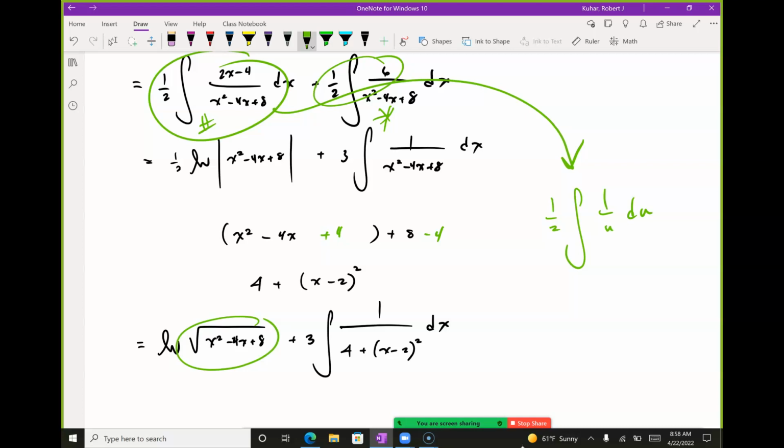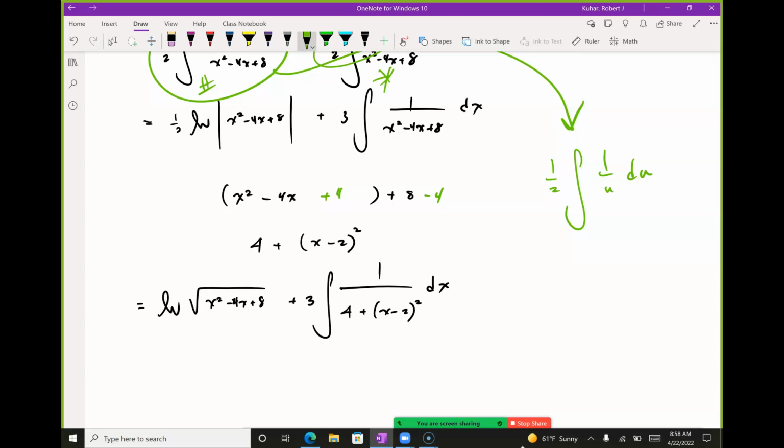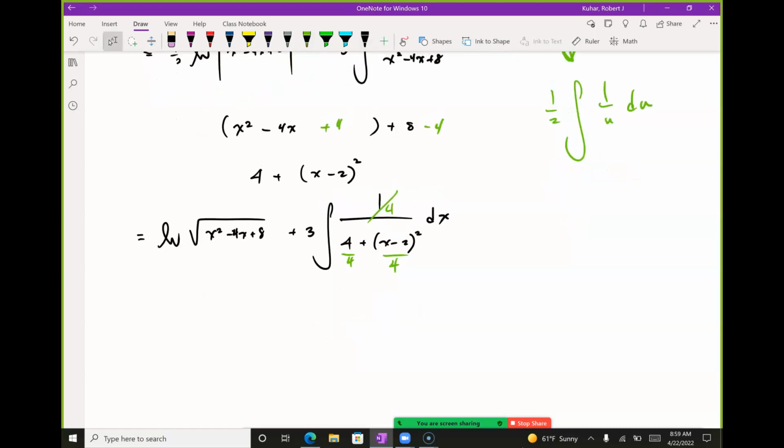But we're not done, though, are we? No. I got to complete the square. Okay, I got more work. I still have an integral in there, right? I want to get the antiderivative, so there should be no integral left, right? So I'm going to divide by 4, right? So it looks like I have now the ln of the square root. Where do my absolute value go? X squared minus 4x plus 8 is above the x-axis, so it's always positive.